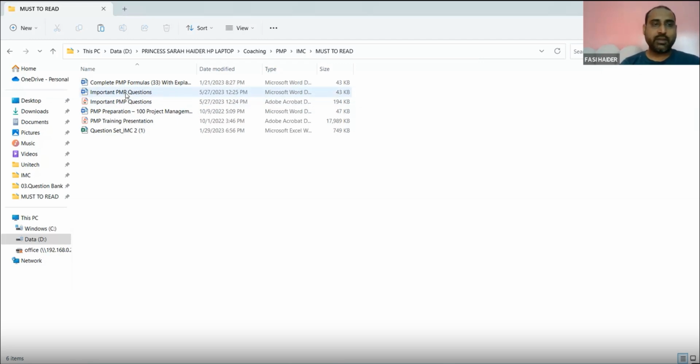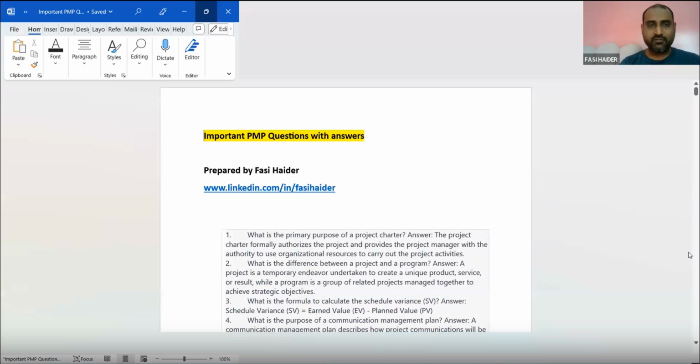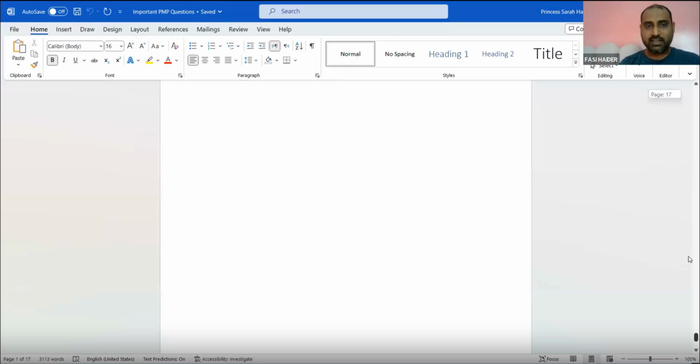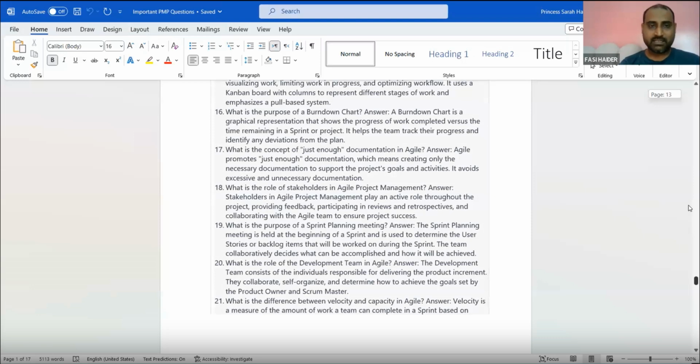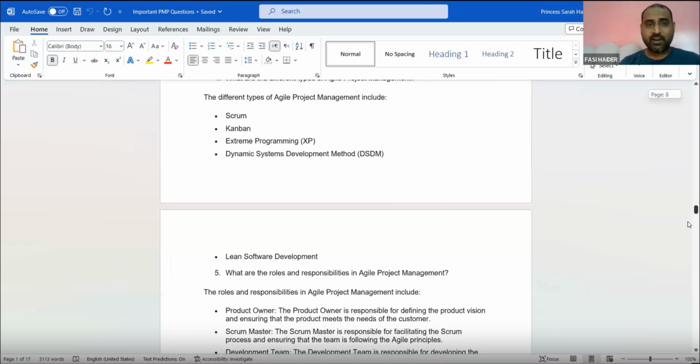If you are preparing and you have your own questions, you can also add your question and just save it, which you think is important. If you see here, I have put around 65 questions on agile project management. What is agile project management? What are the benefits of agile project management? The different types of agile project management include the roles and responsibilities, the artifacts.